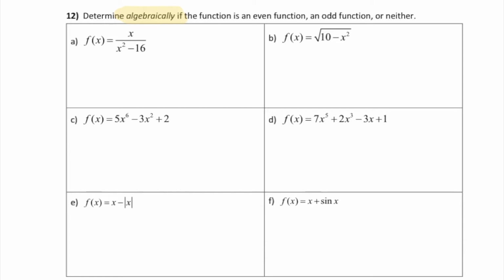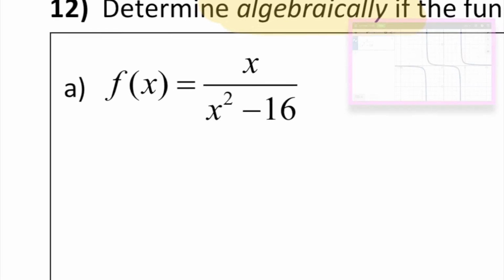You can check all your answers against what you see on the graph. In fact, I would if I were you, but I am asking you to show me the algebraic steps on your paper. And so if you would go ahead and take a look at letter A.